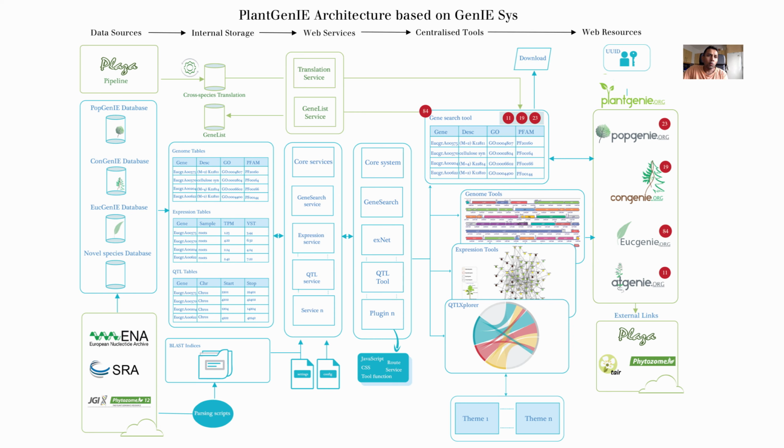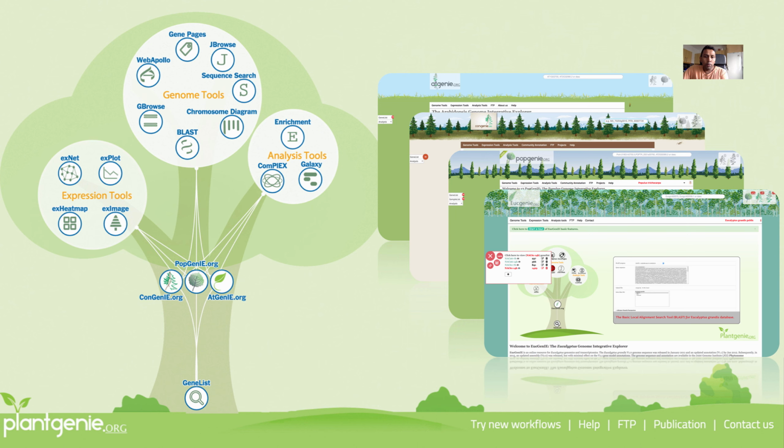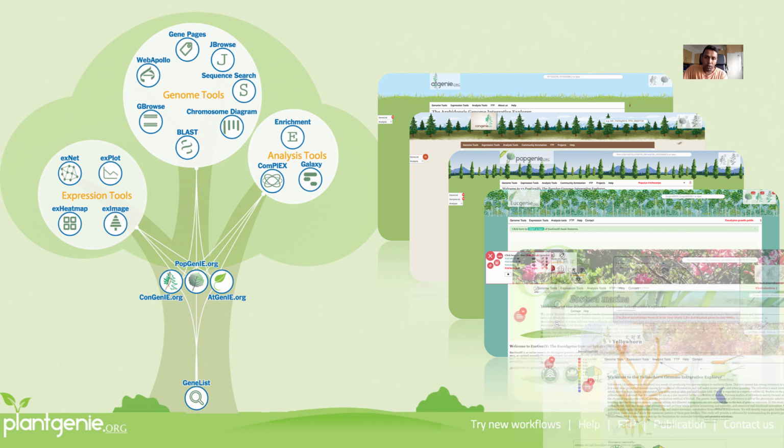As you see here, we can easily separate the entire system into five main components: data sources, internal storage, web sources, centralized tool, and web resources. Because of the Genie system and the recent modification to the entire architecture, we added a few more Genie sites into the PlantGenIE platform. We hope the number of species will grow in the future.